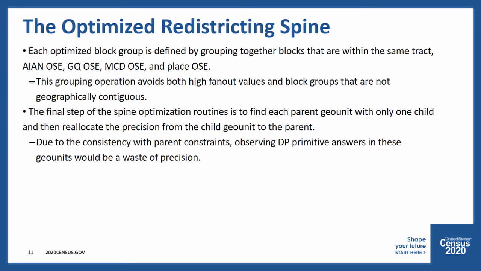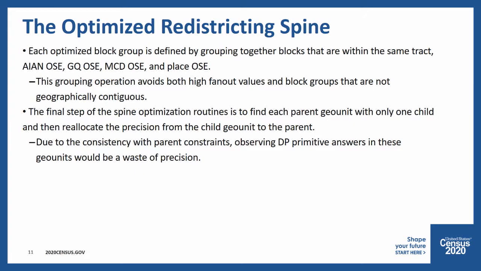Okay, now we're ready to describe how optimized block groups were defined. Each optimized block group is defined by the intersection of a tract, an AIAN OSE, a GQ OSE, an MCD OSE, and a place OSE. This grouping operation is designed to avoid high fan-out values by only grouping a certain number of blocks within the block group, and also designed to keep these block groups geographically contiguous.